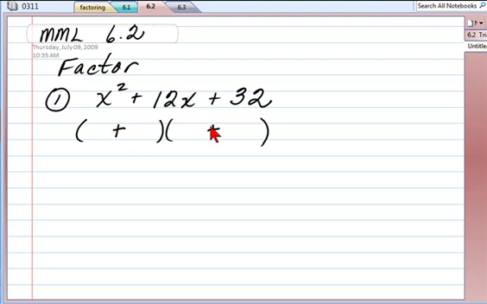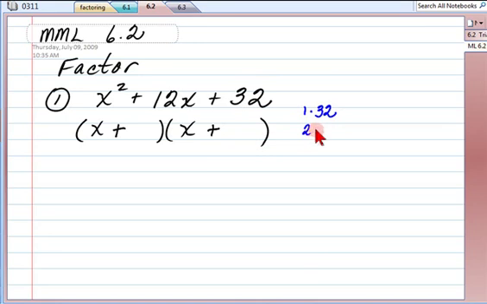Okay, now we have to think about FOIL, first, outer, inner, last. First is pretty easy. This first position times this first position has to give me x squared. So it has to be x times x. That part's easy. The next thing I have to do is think the last position times the last position has to give me 32. But there's more than one way for that to happen. So I'm going to write down the ways it can happen, and I'm going to write it over here. I'm going to switch over to blue. Do you agree that 1 times 32 would give me 32?